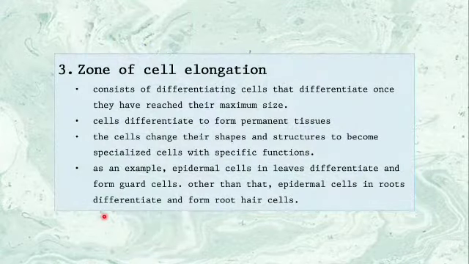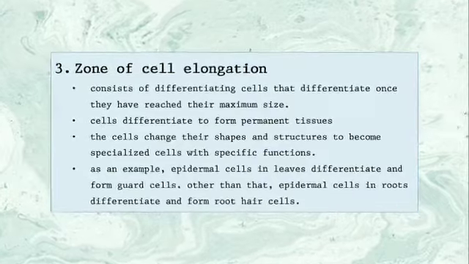Lastly, zone of cell differentiation. It consists of differentiating cells that differentiate once they have reached their maximum size. Cells differentiate to form permanent tissues such as epidermis, cortex, xylem and phloem.